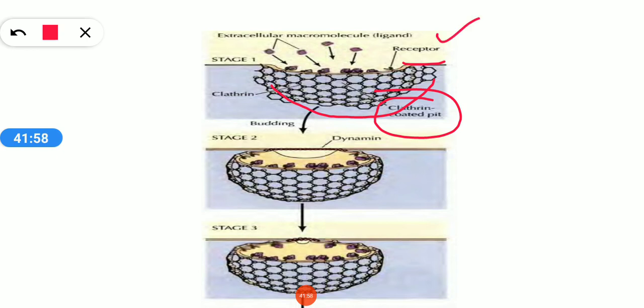The extracellular macromolecules are the ligands. When the ligand binds to the receptor, this clathrin coated pit will undergo invagination, and then there is a protein known as dynamin. Okay, this is a GTPase protein. This dynamin protein will help in pinching off this clathrin coated vesicle from the plasma membrane. Now this clathrin coated vesicle is pinched off from the plasma membrane and is present as a vesicle inside the cytosol.